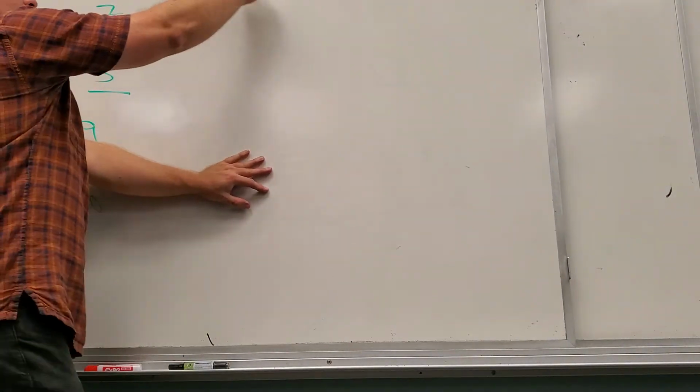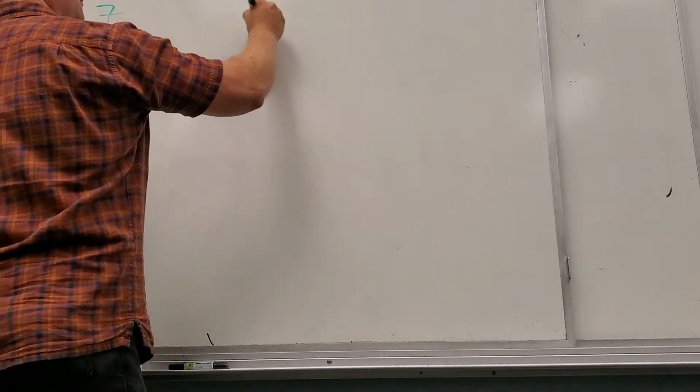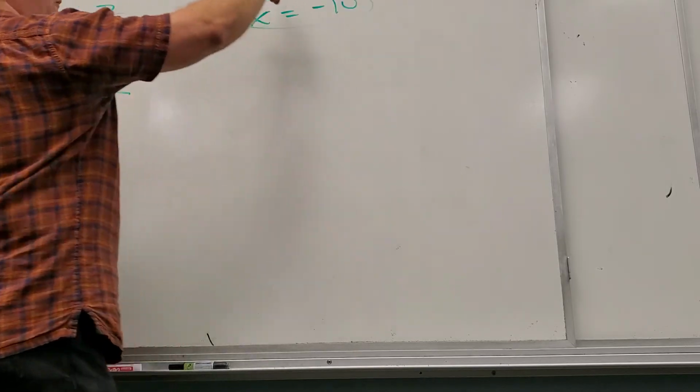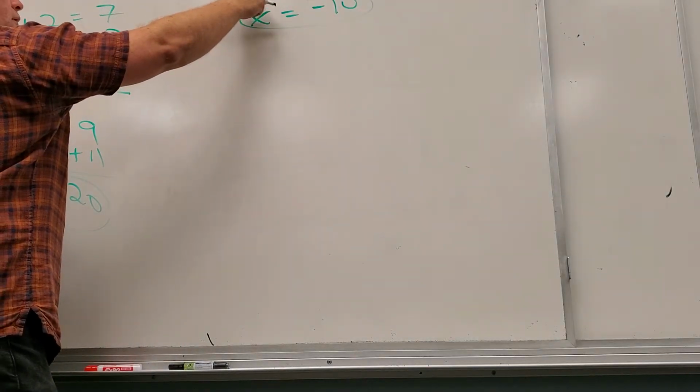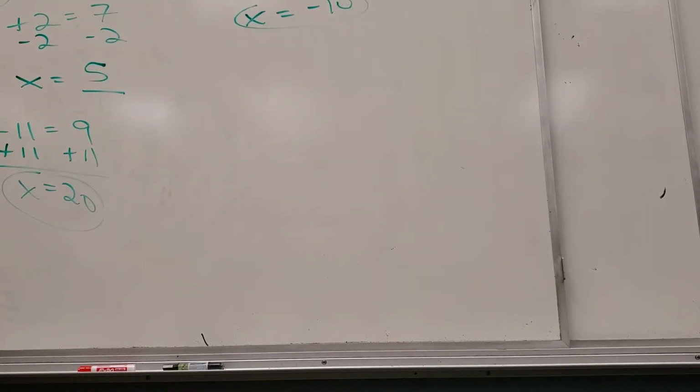And you can see it cancel. And so I get x equals -10. And sure enough, what's negative 10 divided by 5? -2. Negative 2, check. Sweet. Okay, good.